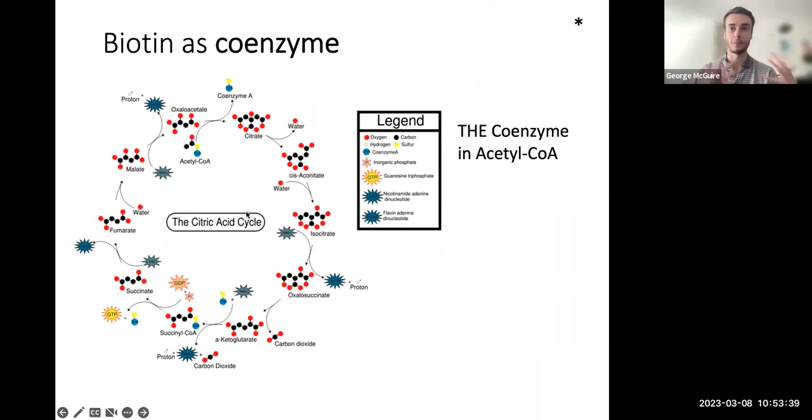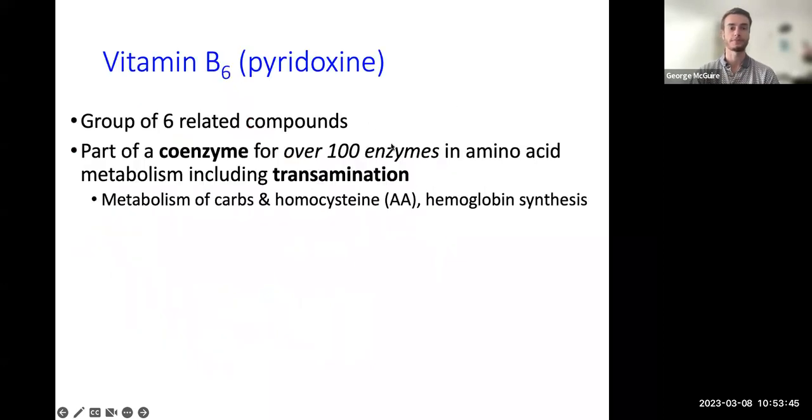Which is going to result in a lot more electron carriers. It's going to result in the majority of the ATP that our cells make through aerobic respiration.